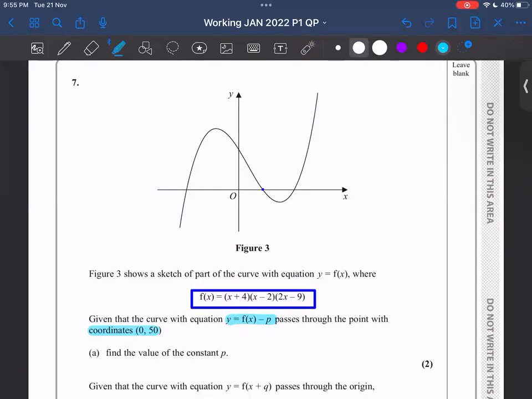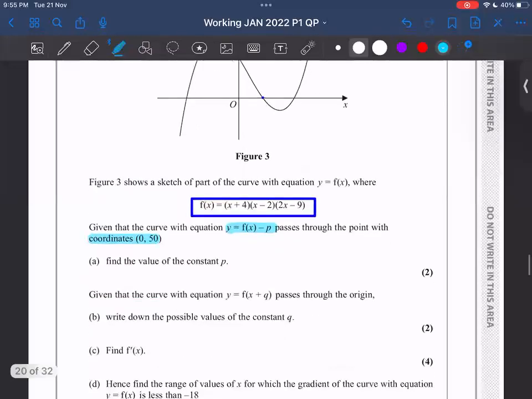So see, if your point is passing through 0, 50 of this equation.